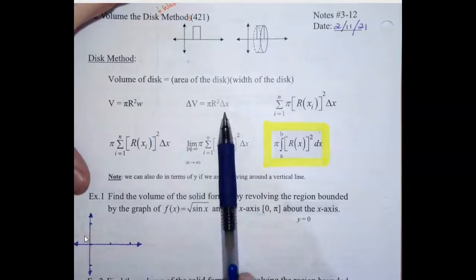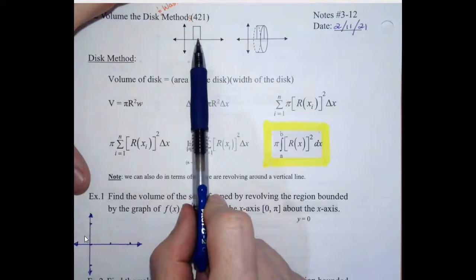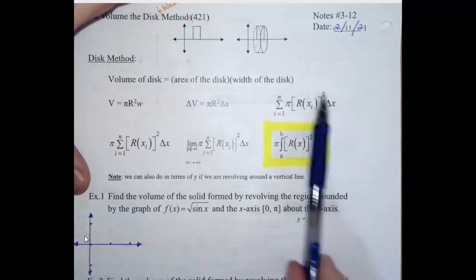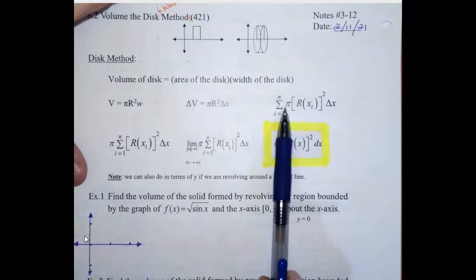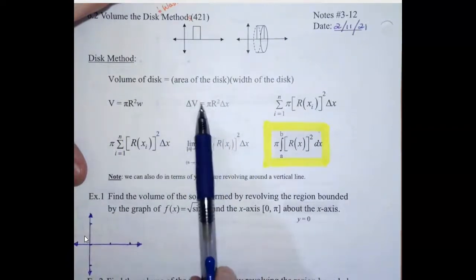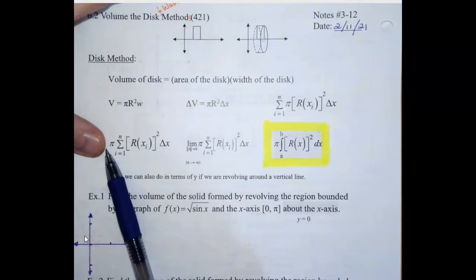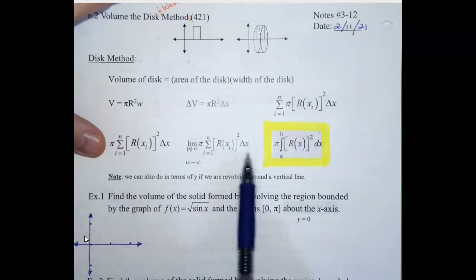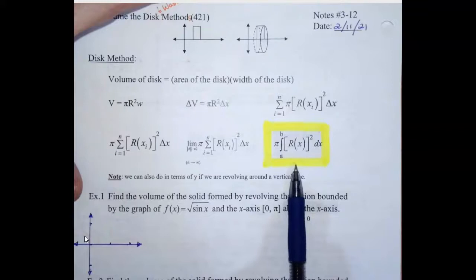But then we can look at the change in the volume. So we could put more disks in there. Just like when we wanted to find the area, we put more rectangles, so we take the sum of all those disks. That's one disk, that's the change in each disk, and this is adding up a bunch of disks, and we can factor the pi out here. Then if we take the limit as the number of disks approaches infinity, we get this formula right here. And so that's what we need to use.